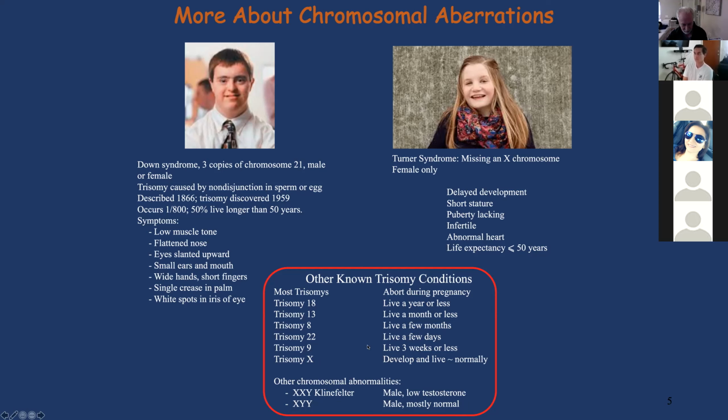There are other chromosomal abnormalities. Males that get 2 X's and a Y, they are male, but they have a certain number of female characteristics and a low testosterone, the male hormone.